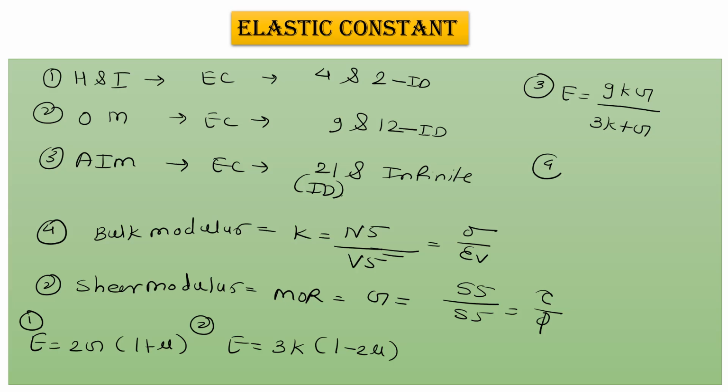Then the last, fourth formula is mu equals (3K minus 2G) divided by (2G plus 6K). All four formulas are important here, so you can write those formulas. We can remove this for writing.